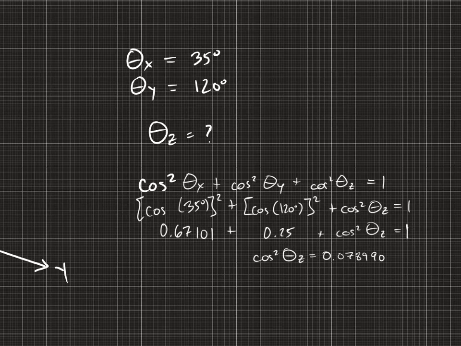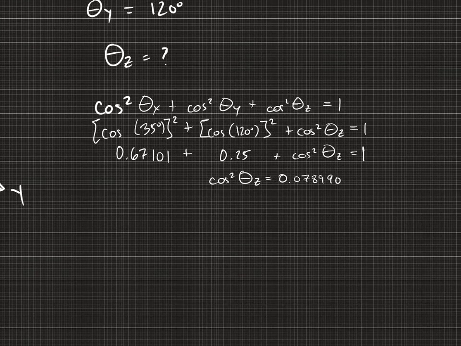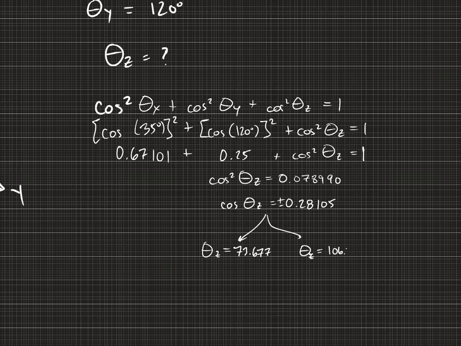All right, so this is where things get a little bit interesting. And there's two different ways you can do this. One is you can say, well, the cosine of theta z, if you take the square root of that, is 0.28105, or you could do it negative if you wanted to. Then you could solve this twice, and you could get theta z equals 73.677, or you could solve it for the negative case, where theta z is 106.32 degrees. Either one of those.